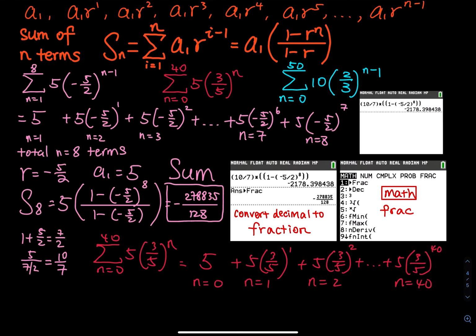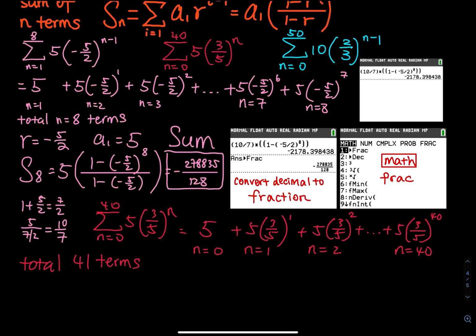So how many terms are there? From 1 to 40, there are 40 terms. And then you have n equal to 0, so the total is 41 terms. And then what is the common ratio? The common ratio is 3 over 5. And what is the first term? The first term is right over here. I am going to bring that over: 5 times 3 over 5, that is equal to 3.